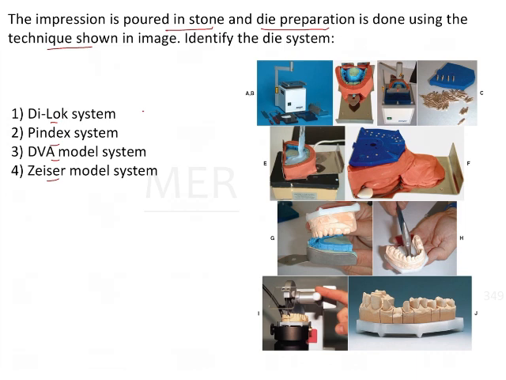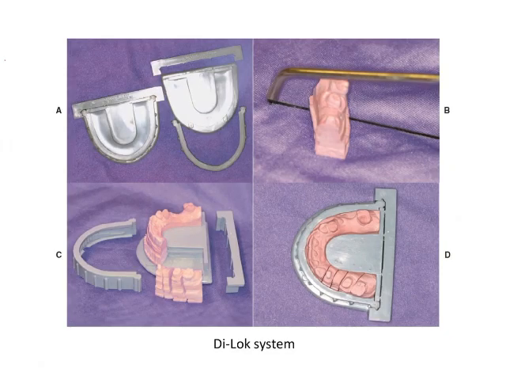Let's go through these die systems first, one by one. Here we have a Dialock system. You have segmented trays in this system. These are the trays. In this tray, you are going to use a single pour technique to pour a cast. This is how you will receive a cast.